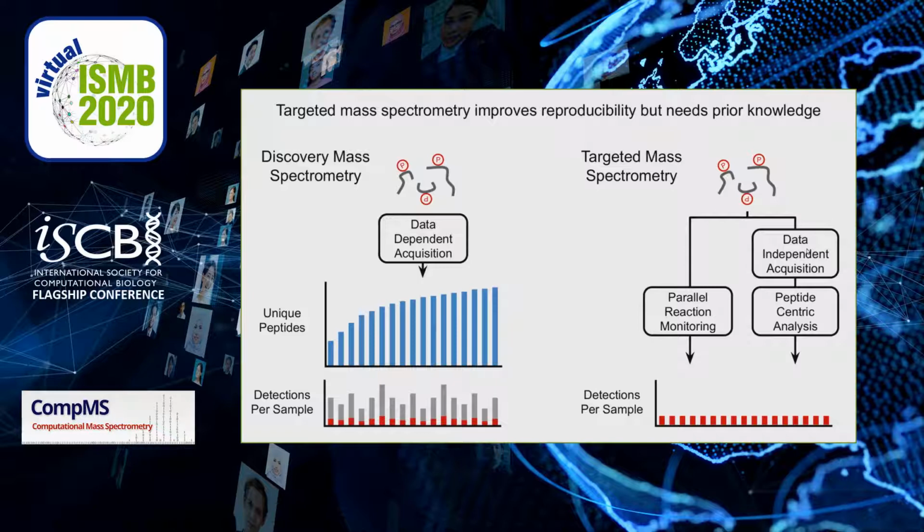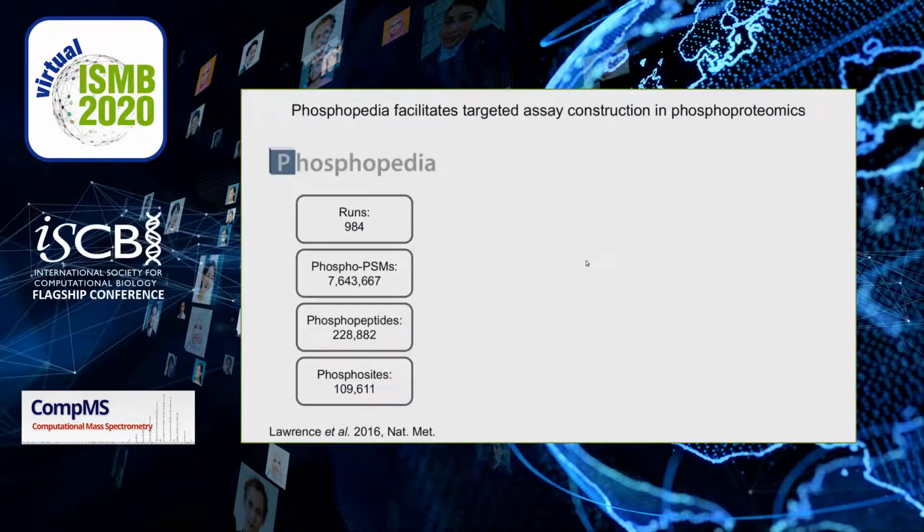Often these methods boast high sensitivity and theoretically provide the ability to get 100% reproducibility. The caveat is that they can require a lot of upfront knowledge about peptides of interest, which may be difficult or time-consuming to generate. In order to facilitate these kinds of assays, in 2016 the VN Lab distilled nearly 1,000 runs, representing hundreds of hours of mass spec time, into Phosphopedia, a community resource for targeted phosphoproteomics.